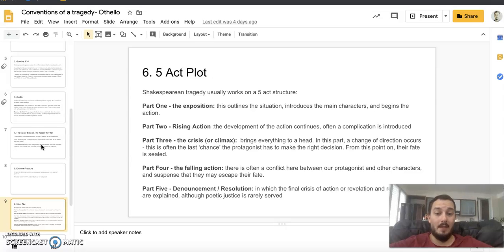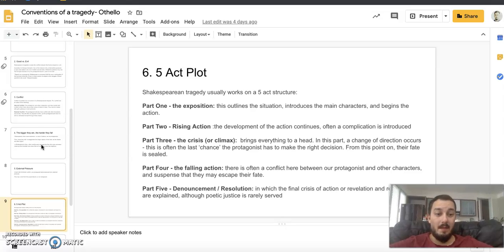And in part 5, we have the denouement and resolution, in which the final crisis or action or revelation and resolution are explained. So this is where you have your final action and your resolution. Now notice that resolution doesn't necessarily mean the same thing as poetic justice. And obviously in the case of Othello, without saying too much to spoil your test, we ask ourselves at the end, is poetic justice done?